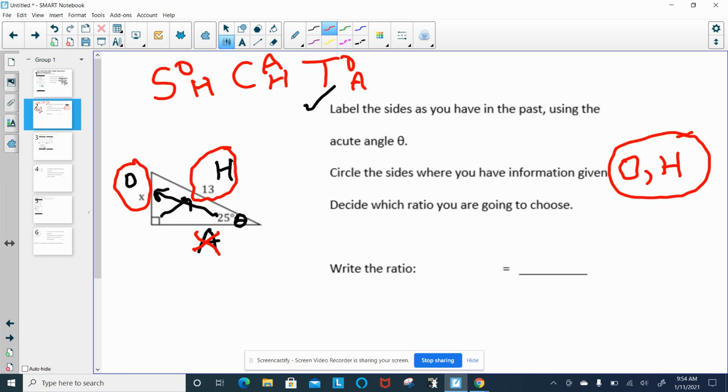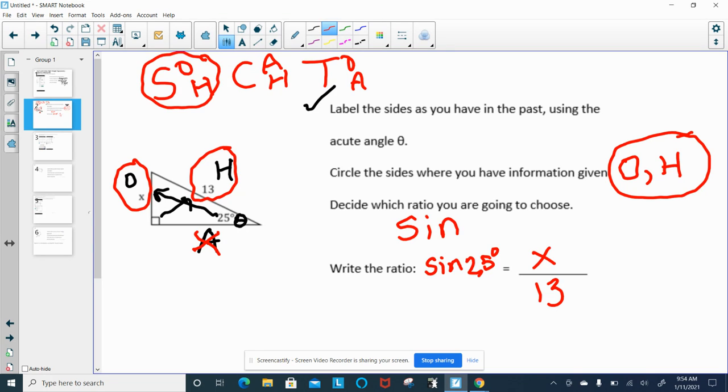So if we think, okay, we have information on O and H, which one of these ratios uses O and H? That is sine. And we're going to write it out. We're going to write it out exactly the way we see it. Sine of theta, but our theta is 25, equals O over H.